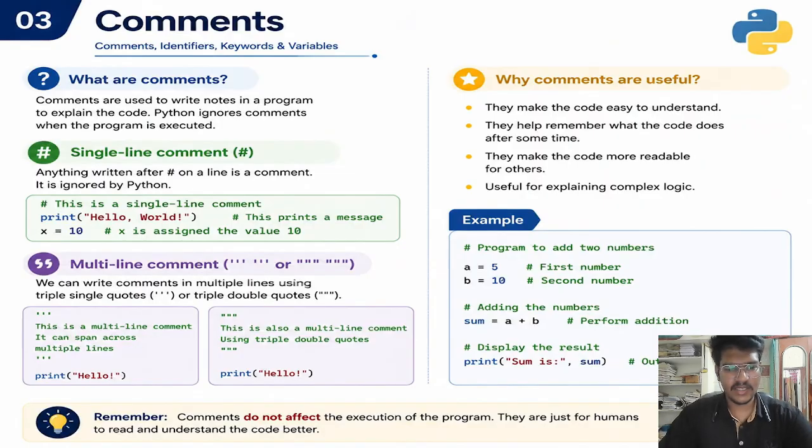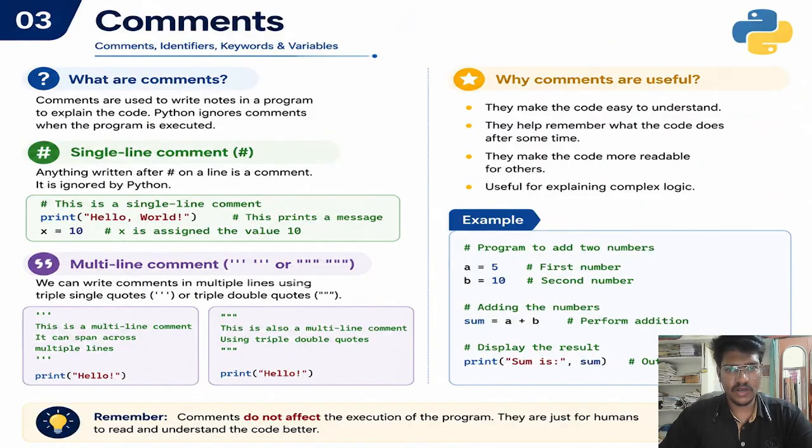So comments are notes that you, the programmer, write inside the program to explain what the code is doing. They are incredibly important for readability. The most important thing to know is that Python completely ignores comments when the program is executed. They are for humans, not for computers.